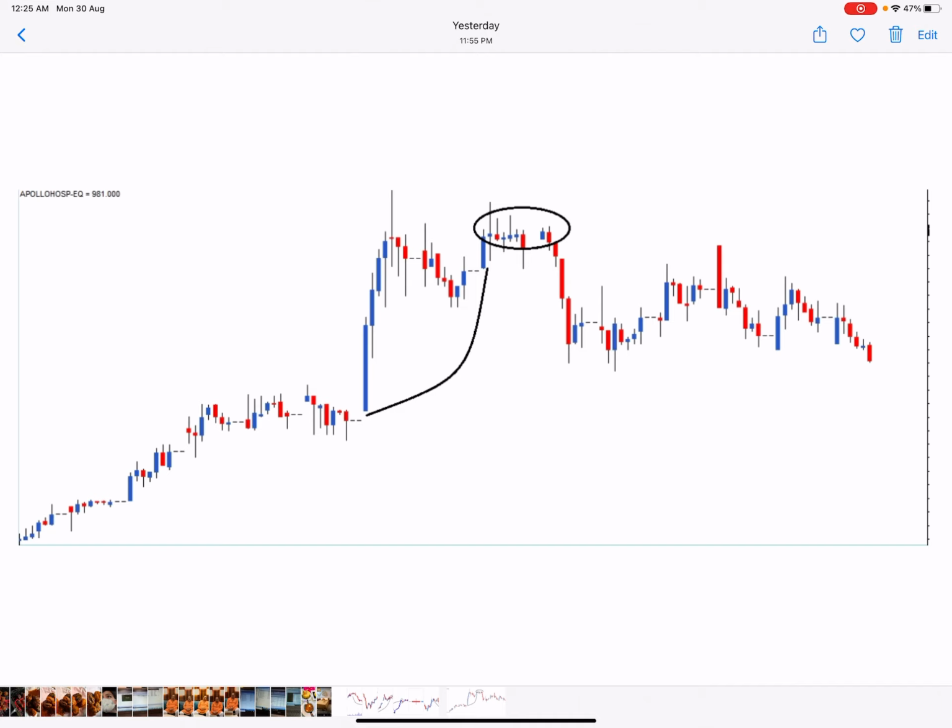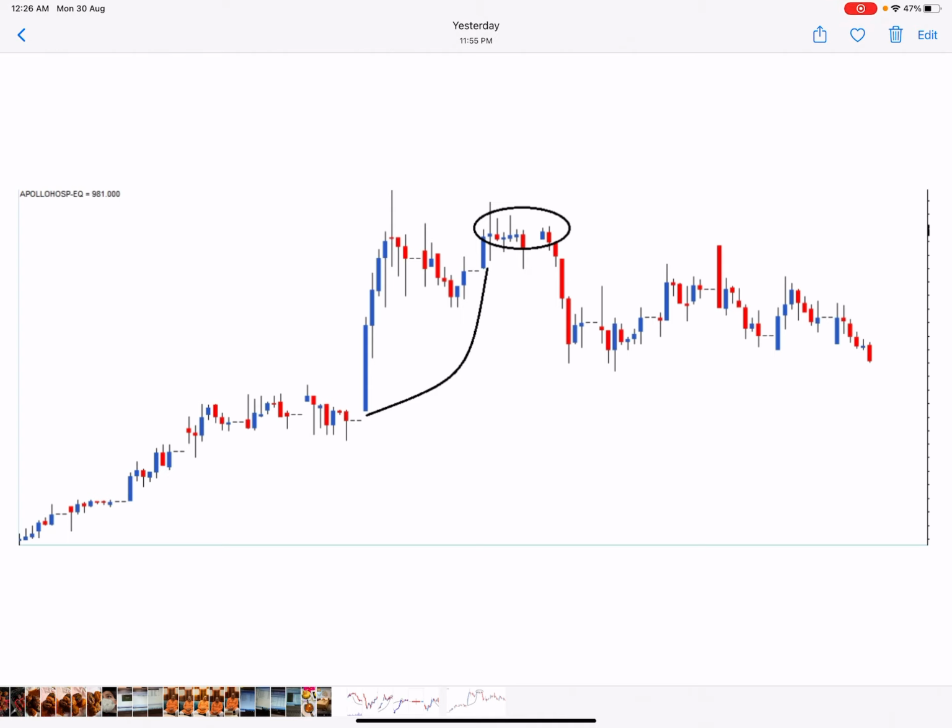So the next time you see the spinning tops or doji individually or in a cluster, remember there is indecision in the market. The market could spin either way, and you need to build a stance that adapts to the expected movement in the market. So this is all about doji.